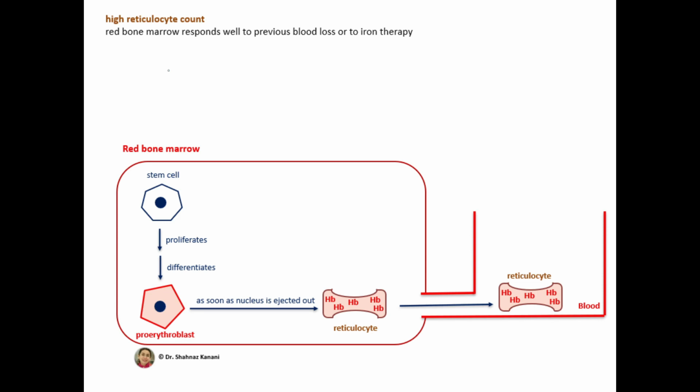So this is a short summary of a few important cells that we encounter throughout the process of erythropoiesis. Please note that the erythropoiesis process is divided into different steps, different phases. In this video, I just provided you an overview of the entire process.